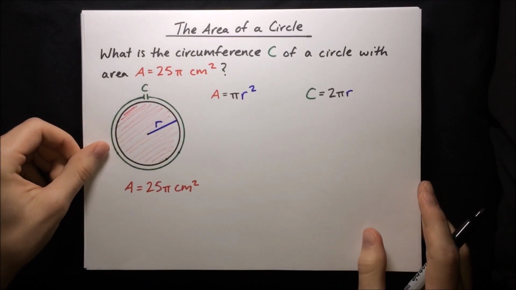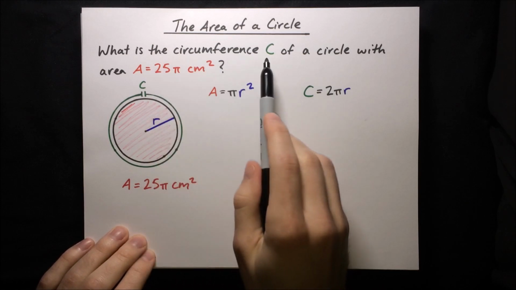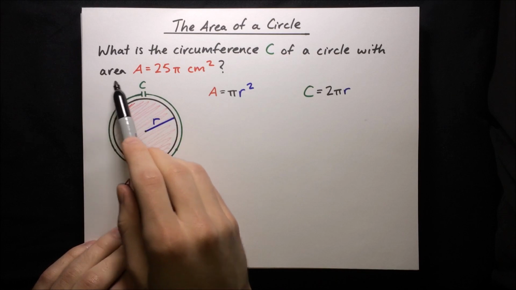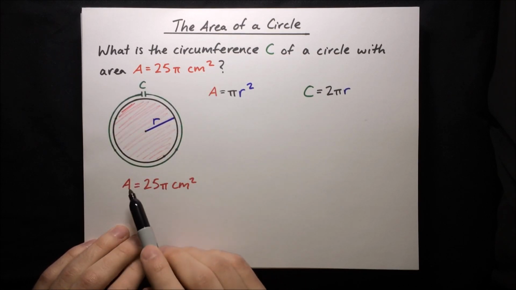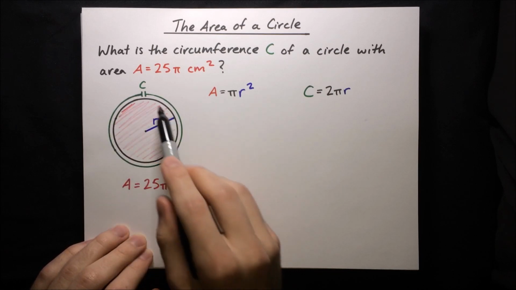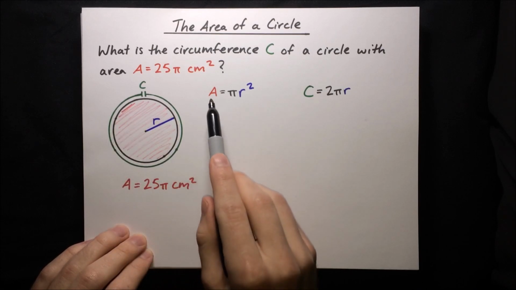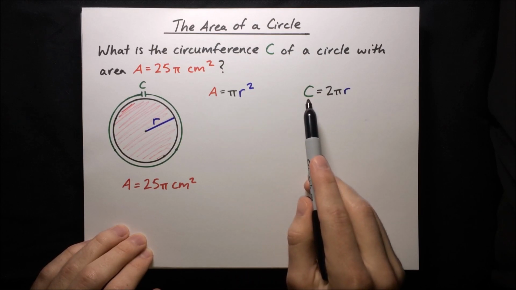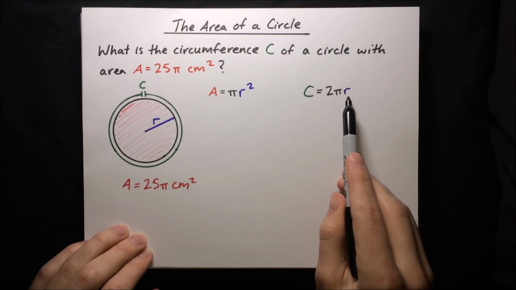Here's a final example, and this one is going to be the trickiest. We want to find the circumference, the distance around a circle with the area 25 pi centimeters squared. So we know the area, we don't know the radius, and we want to find the circumference. So let's just take inventory of what we know here. Well, we know that the area is pi r squared, and we know from before that the circumference is just 2 pi times the radius, r.